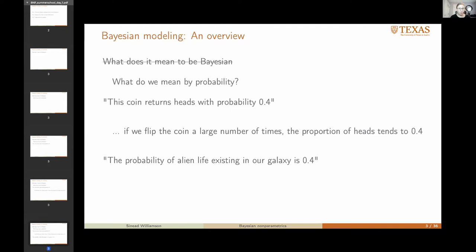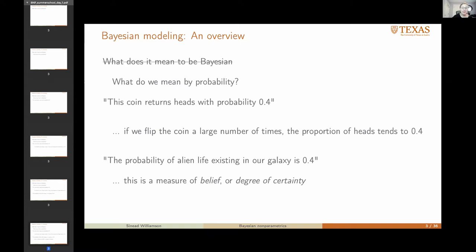There's only one of this galaxy. We can't rerun the simulation of the universe again and again and count how many times there are and aren't aliens. What this statement is, and what several of you have said in the chat, is a statement of degree of belief or degree of certainty.